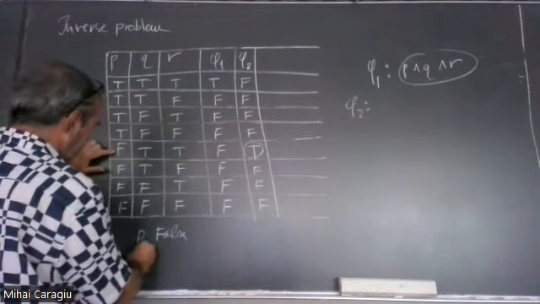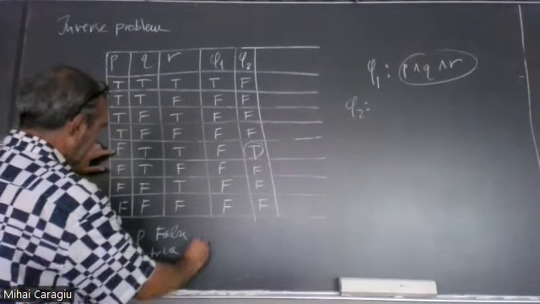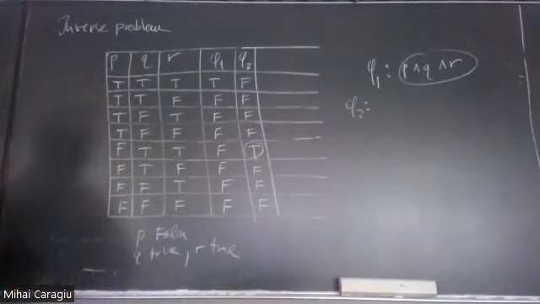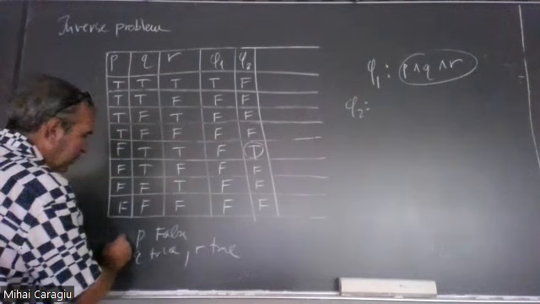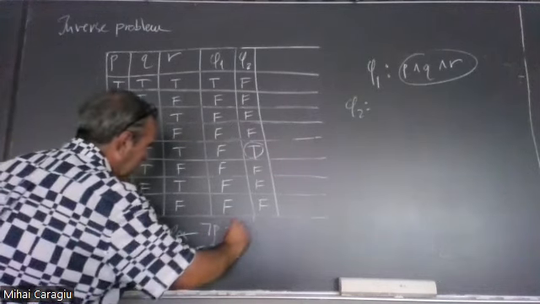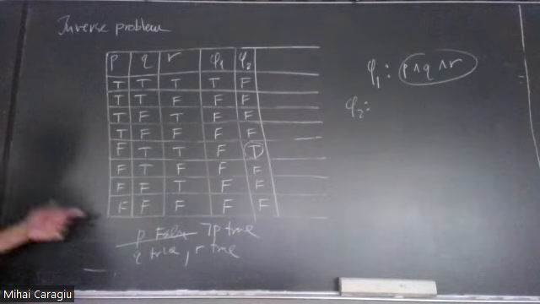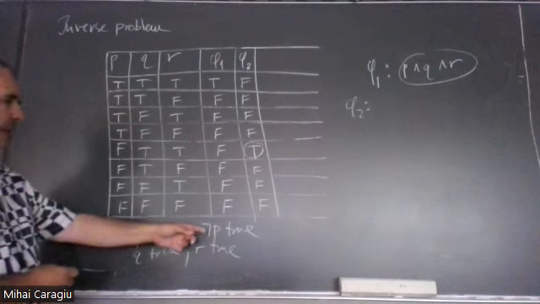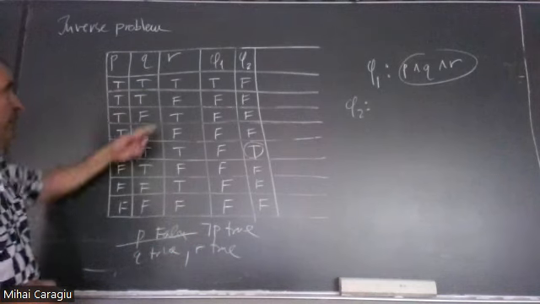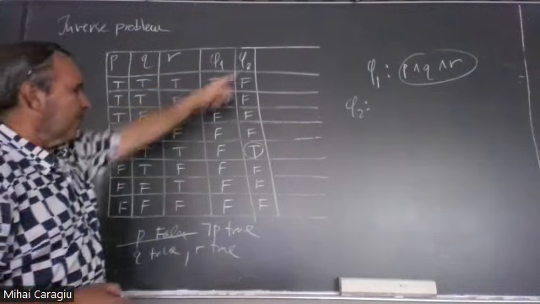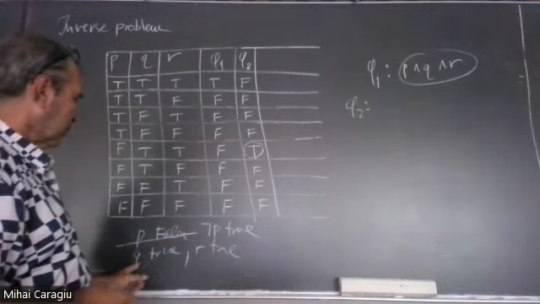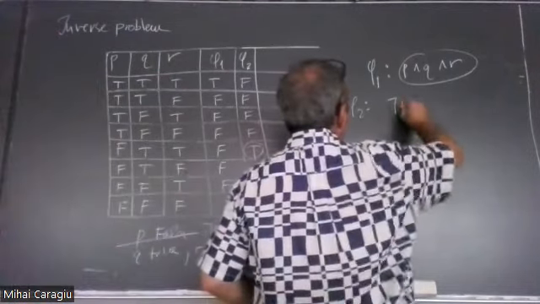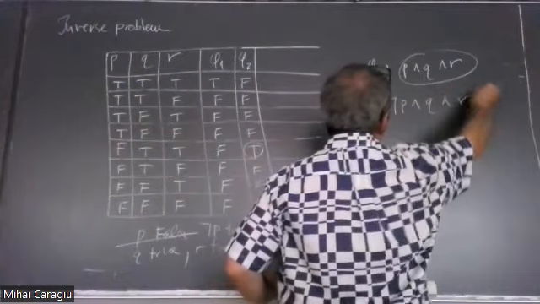But instead of saying P is false, Q is true, R is true, I'll just replace P is false with non-P is true. Reading backwards, P false is the same as saying non-P is true. So this compound proposition phi2 is true precisely when non-P is true, Q is true, R is true. So it's a conjunction of all those three: non-P and Q and R.